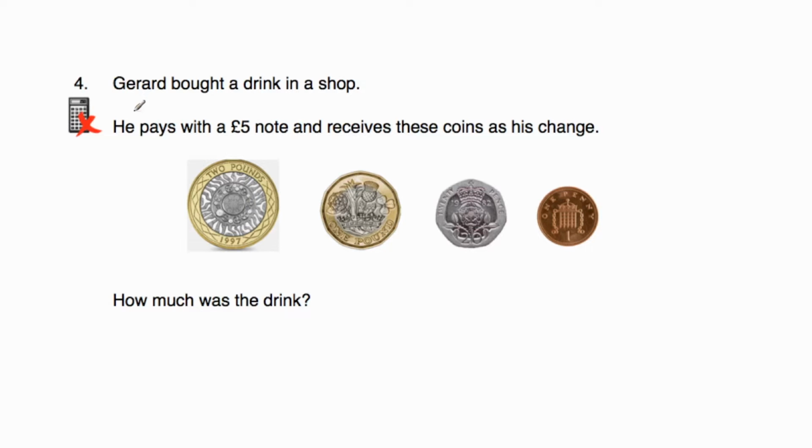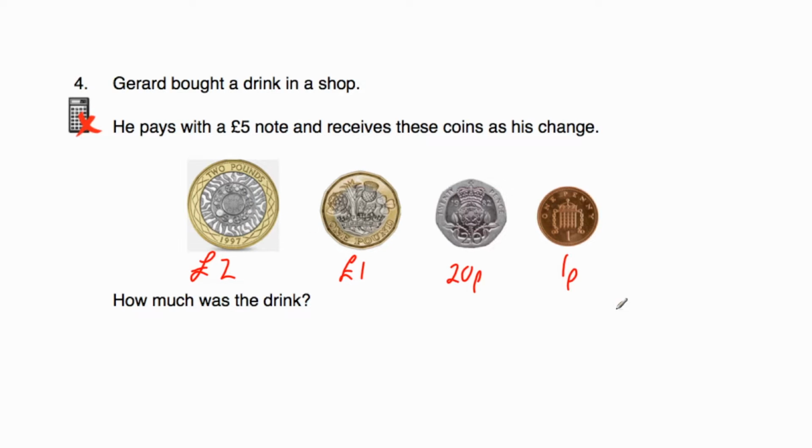So question number 4 said, Jared buys a drink in a shop and he pays with a £5 note and he receives these coins in his change. So these are the coins that he receives in his change. He receives a £2, a £1, a 20p, and a 1p. And the question says, how much was the drink?